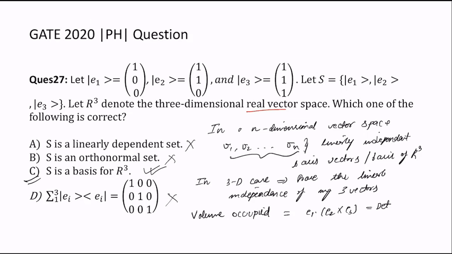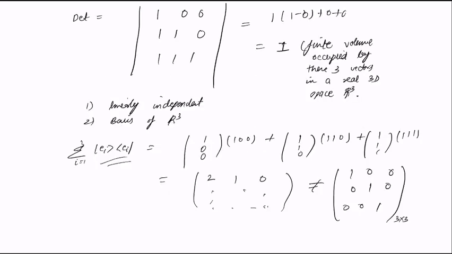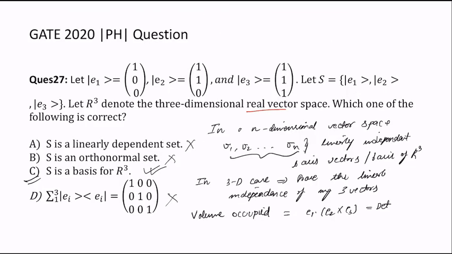So among all these four options, option C is correct, that is, these vectors e1, e2, e3 form the basis of this three-dimensional real vector space because they are linearly independent.